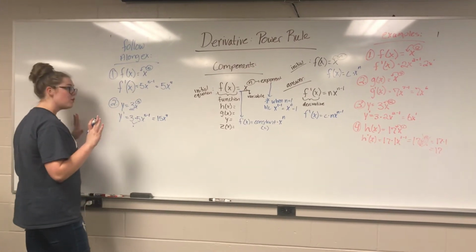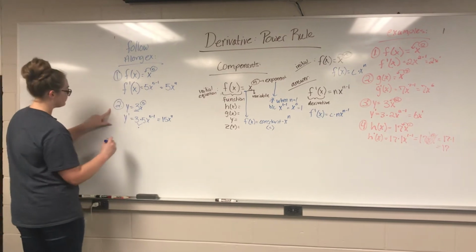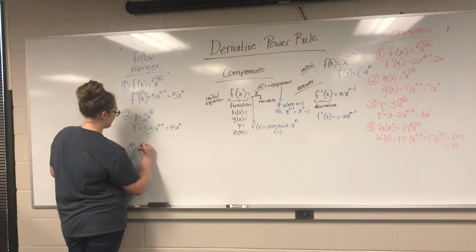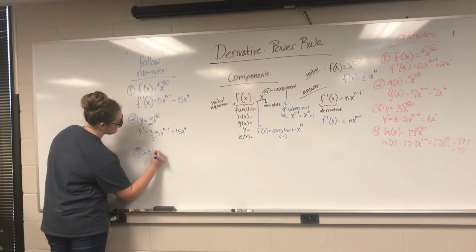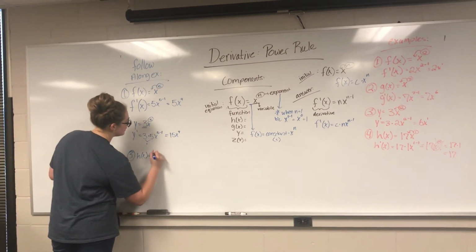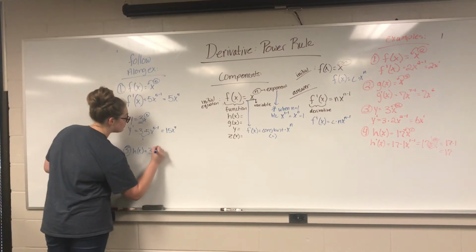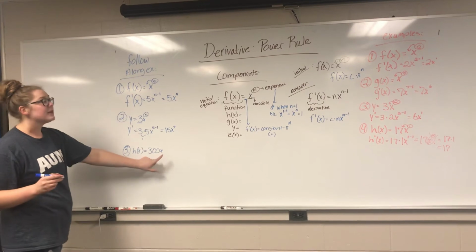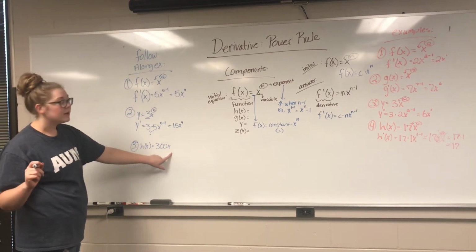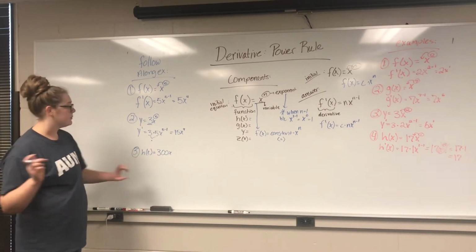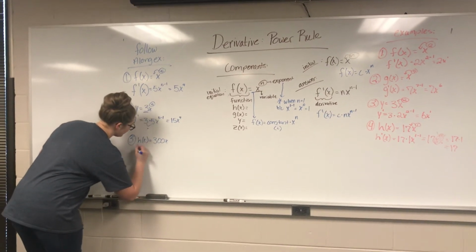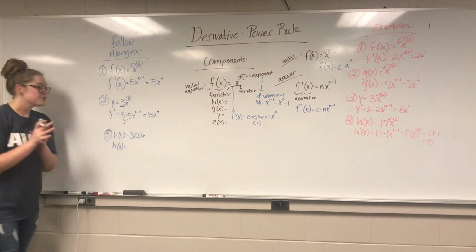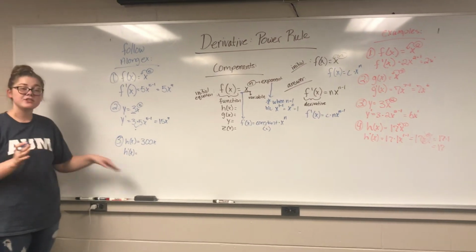Okay, one more. We're going to do our exception. H of x is 300x. Remember, this is our exception. When n equals 1, there's no variable. So pause it and try. That's our notation.